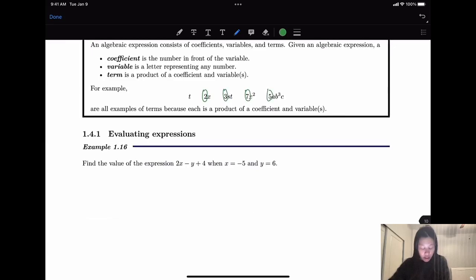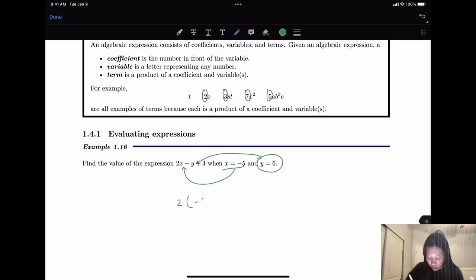Okay, so now here, find the value of the expression 2x minus y plus 4 when x equals -5 and y equals 6. So what we are going to do is just substitute x equals -5 and y equals 6 into the expression. So we have 2 times -5 minus y, which is 6, plus 4.